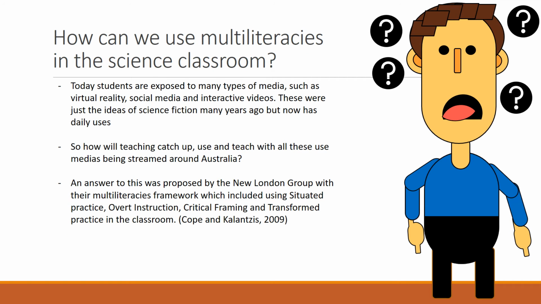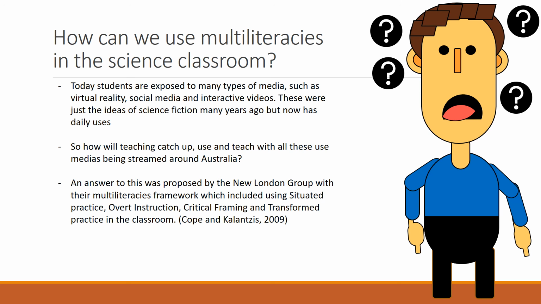With the turn of the century and the new wave of new literacies, for example, virtual reality and interactive whiteboards, we must now think, how will these be integrated into your child's classroom? Well, this idea was brought to the limelight over 20 years ago when the internet was still in its infancy by the New London Group. This group proposed the multiliteracies framework, which included situated practice, overt instruction, critical framing, and transformed practice.